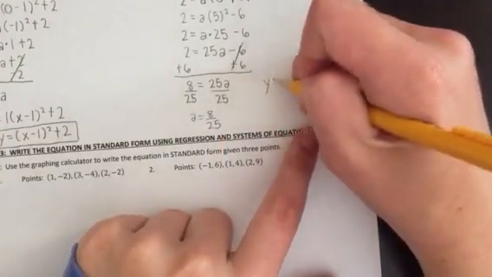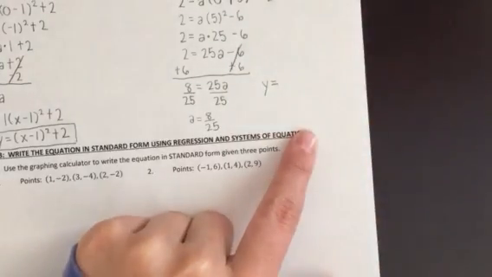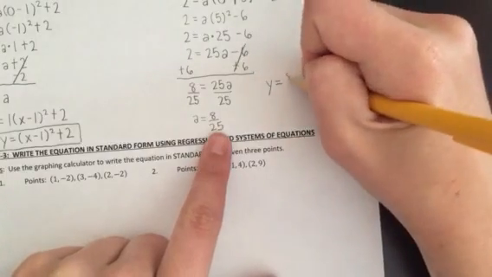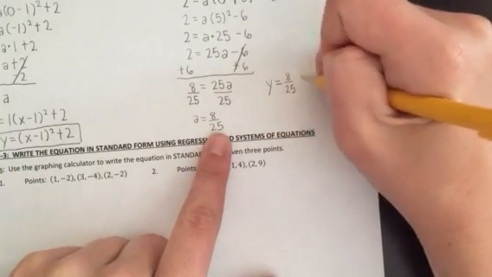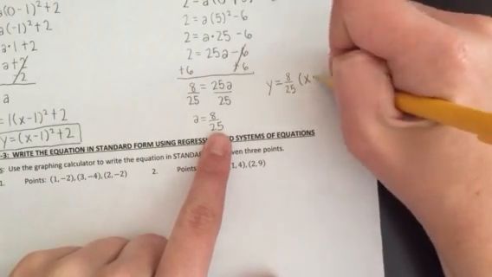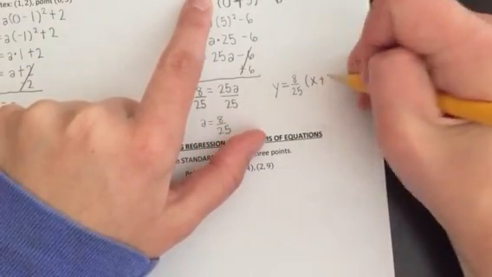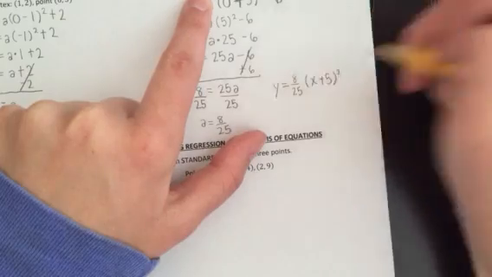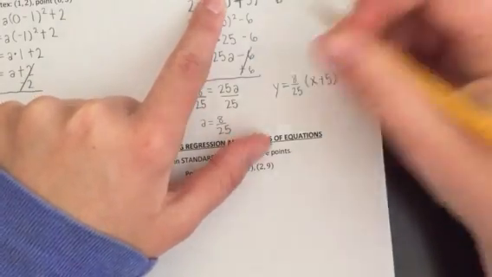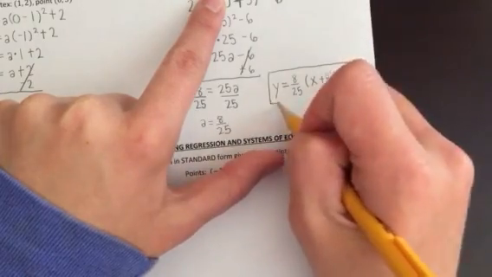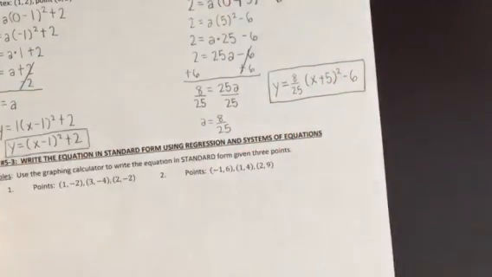So here is our a value now to plug back into the formula to get our final equation. We have y equals 8 over 25, x minus h. Again, h is a negative, so that's going to turn to plus 5 squared minus 6. And that is my final equation in vertex form, just like that.